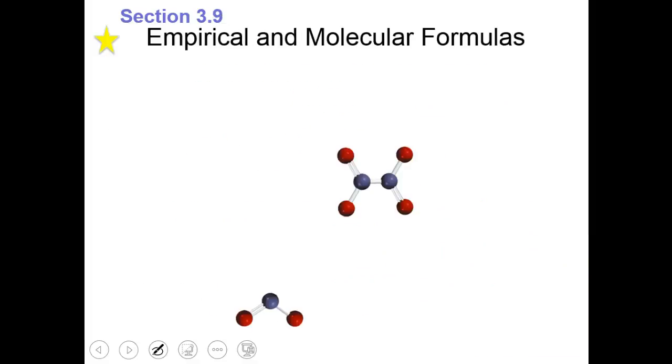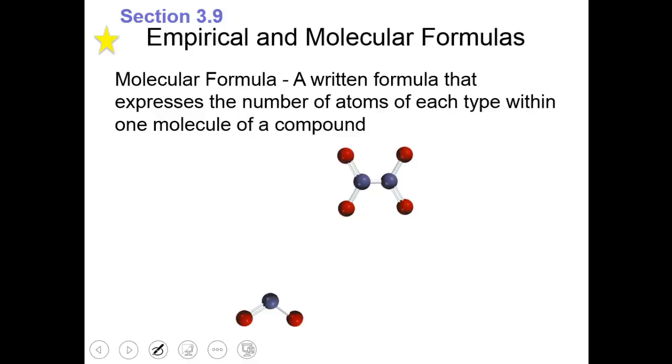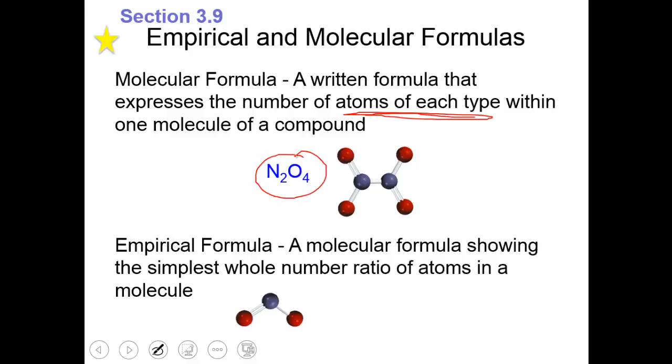Now, this mass percent then is going to help us determine what are called empirical formulas. Up till now, we've been looking at molecular formulas. It's a written formula that will actually tell us the actual number of atoms of each type of each element in a molecule. Now, N2O4 is a molecular formula. It tells us for every 2 nitrogens, seen here in the gray atoms, are present for every 4 oxygen atoms, present here as the red atoms.